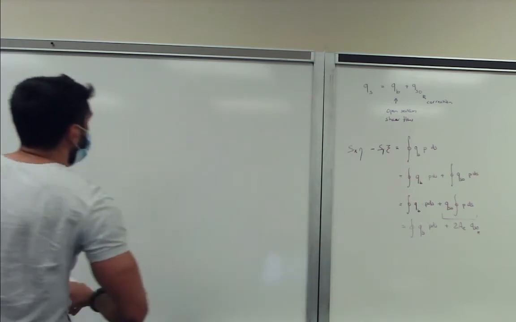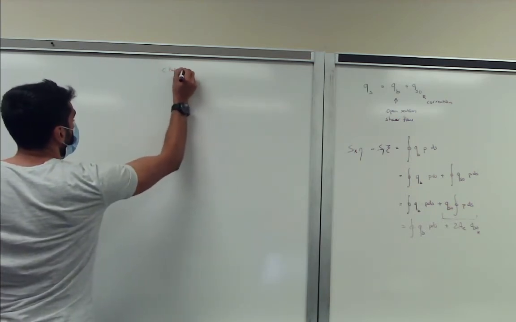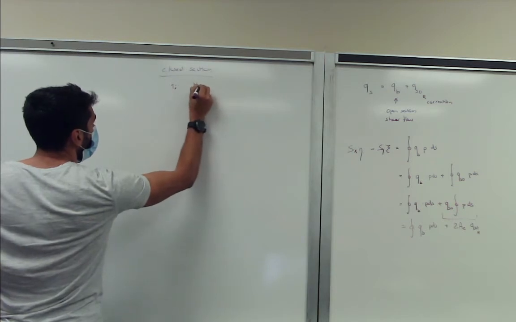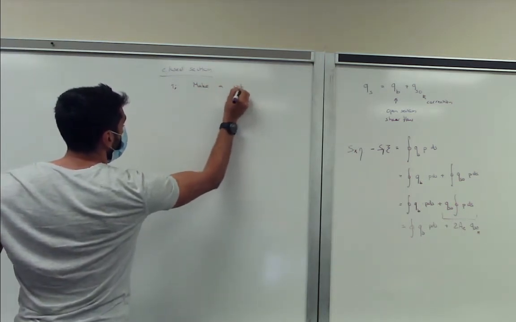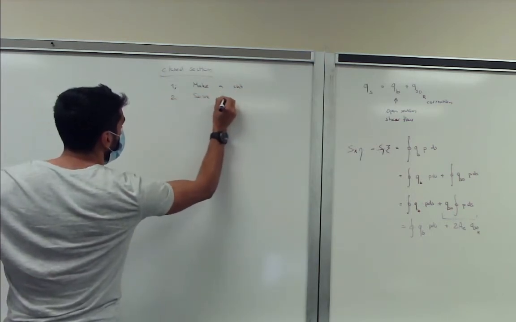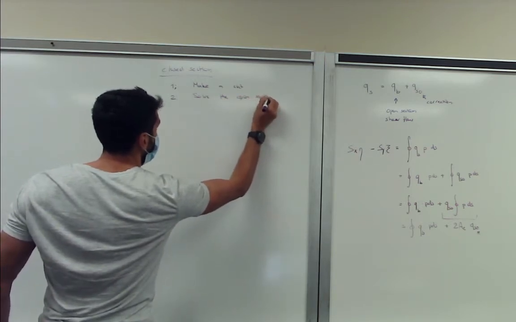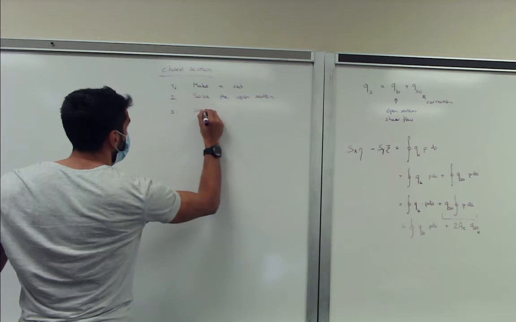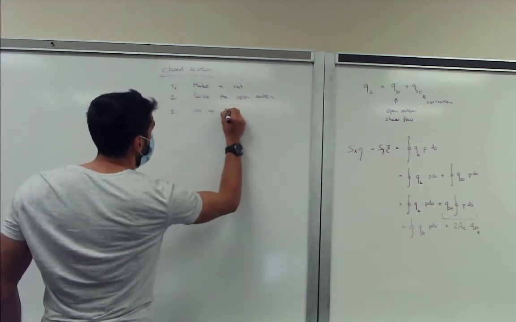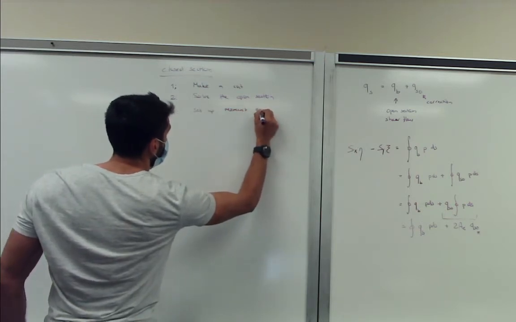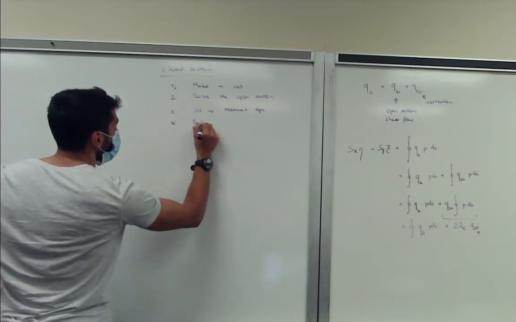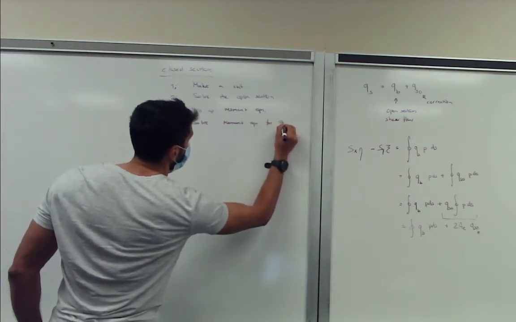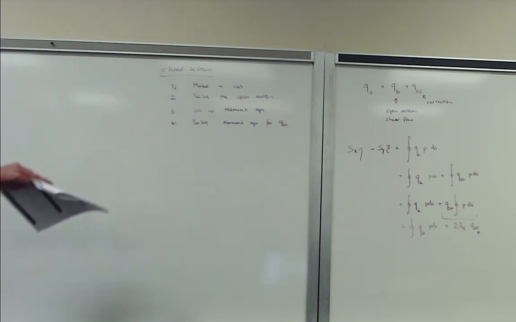So let me recap very quickly. We have a closed section. Step 1, make a cut. Step 2 is solve the open section. Step 3 is set up a moment equation. And step 4 is solve the moment equation for qs0, your correction shear flow. That's basically the 4 steps that you have to take for every closed section.